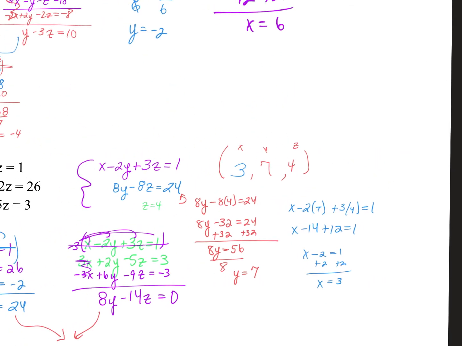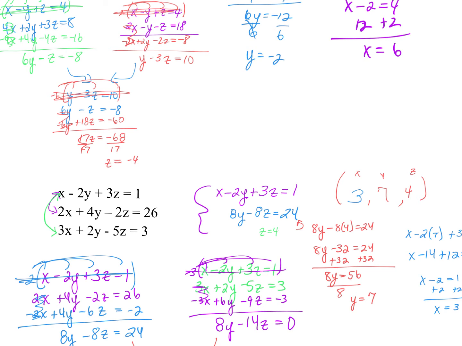So take your calculator real quick. Plug it into that top equation. For x is 3 minus 2 times 7 is y plus 3 times 4 is 12. And when I hit enter, what should I get? 1? And we do. Good.